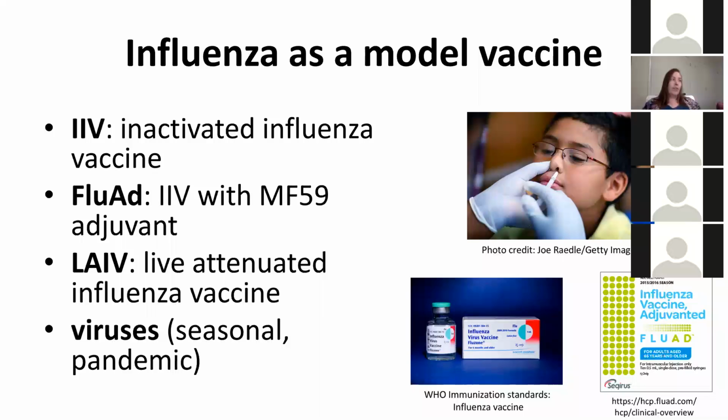So for the rest of this talk, I'll be talking about mostly the live attenuated influenza vaccine. It's also known as FluMist. Essentially it's given as a spray, mostly to children. But there's also the classical inactivated flu vaccine, IIV. That's the intramuscular one. There's an adjuvanted form of that same vaccine called Fluad. And of course, we can compare that to what actual virus responses look like.